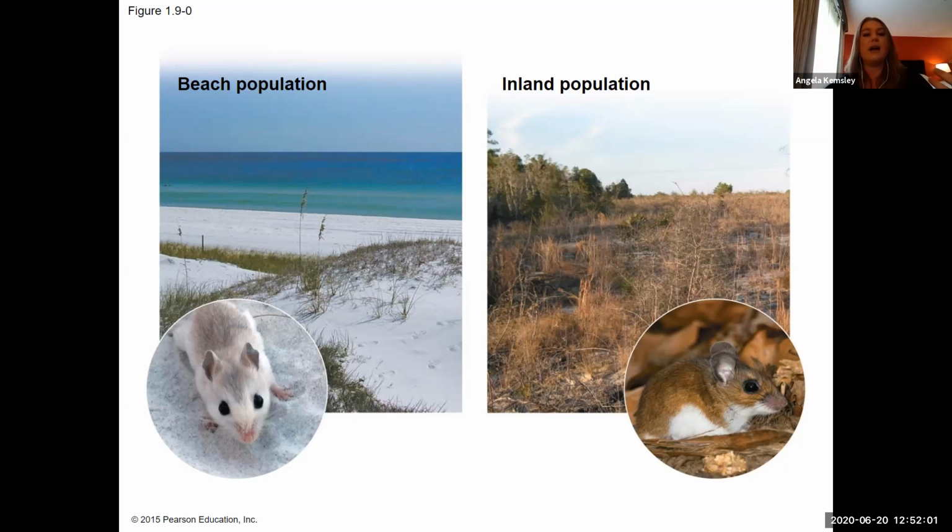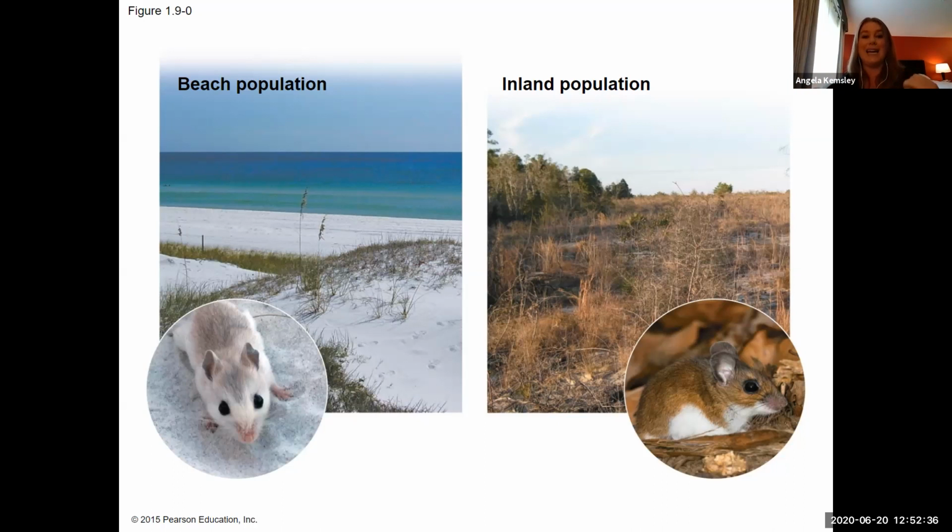So then you're going to make a hypothesis. Remember, our question is not our hypothesis. Our hypothesis is a statement. Something like, the color of the mouse's coat helps them blend into their environment. Or mice that live at the beach will have white coats because it helps them to camouflage from predators. Mice that live inland will have brown coats because it helps them camouflage from predators, something like that.